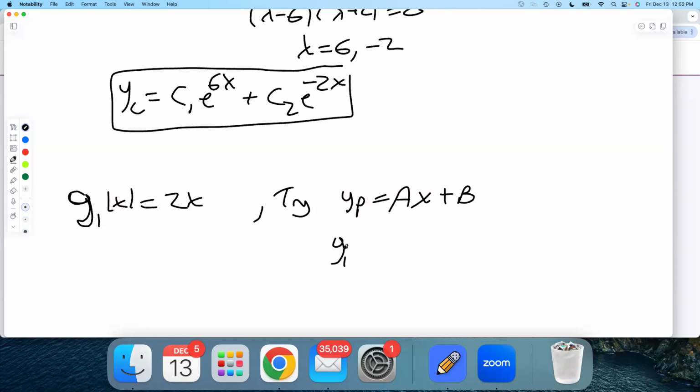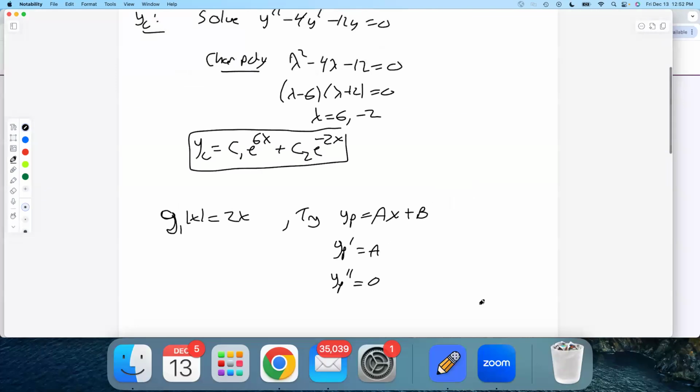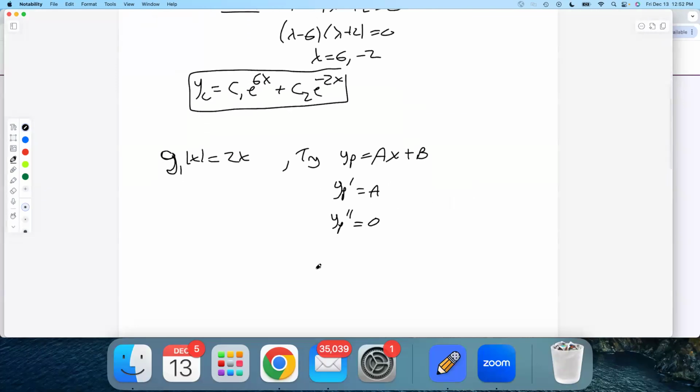Then his first derivative is a, excuse me. His second derivative will be 0. No, I'm not going to edit out that sneeze. I apologize for it, but it would take me an hour to edit it out.